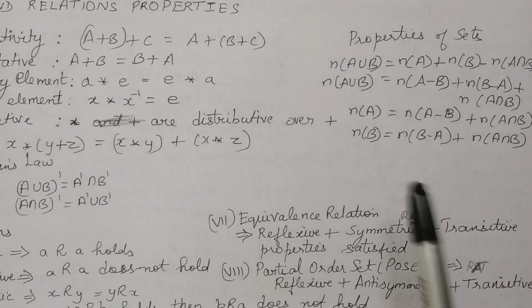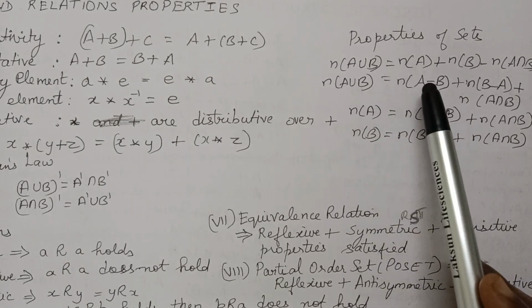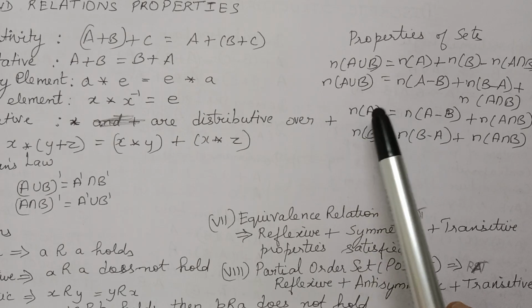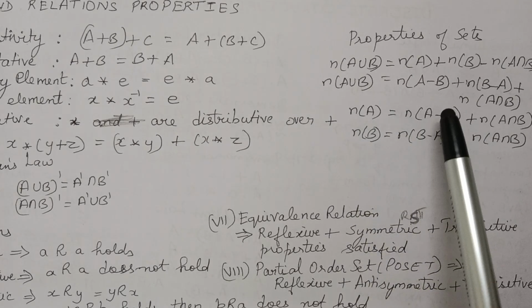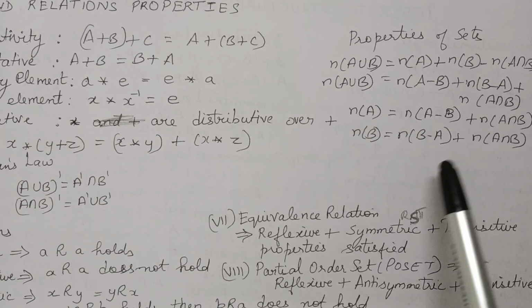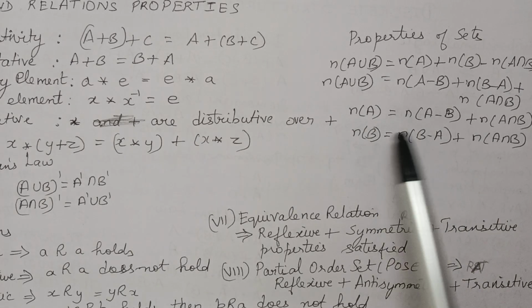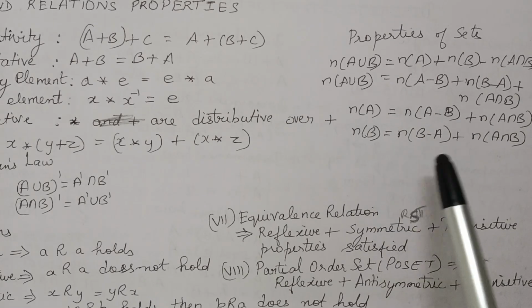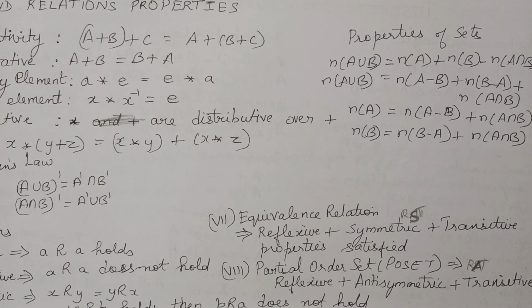The properties of sets: n of (A union B) is equal to n of A plus n of B minus n of (A intersection B), and n of (A union B) can also be written as n of (A minus B) plus n of (B minus A) plus n of (A intersection B). Next, n of A is n of (A minus B) plus n of (A intersection B), or n of B is n of (B minus A) plus n of (A intersection B).